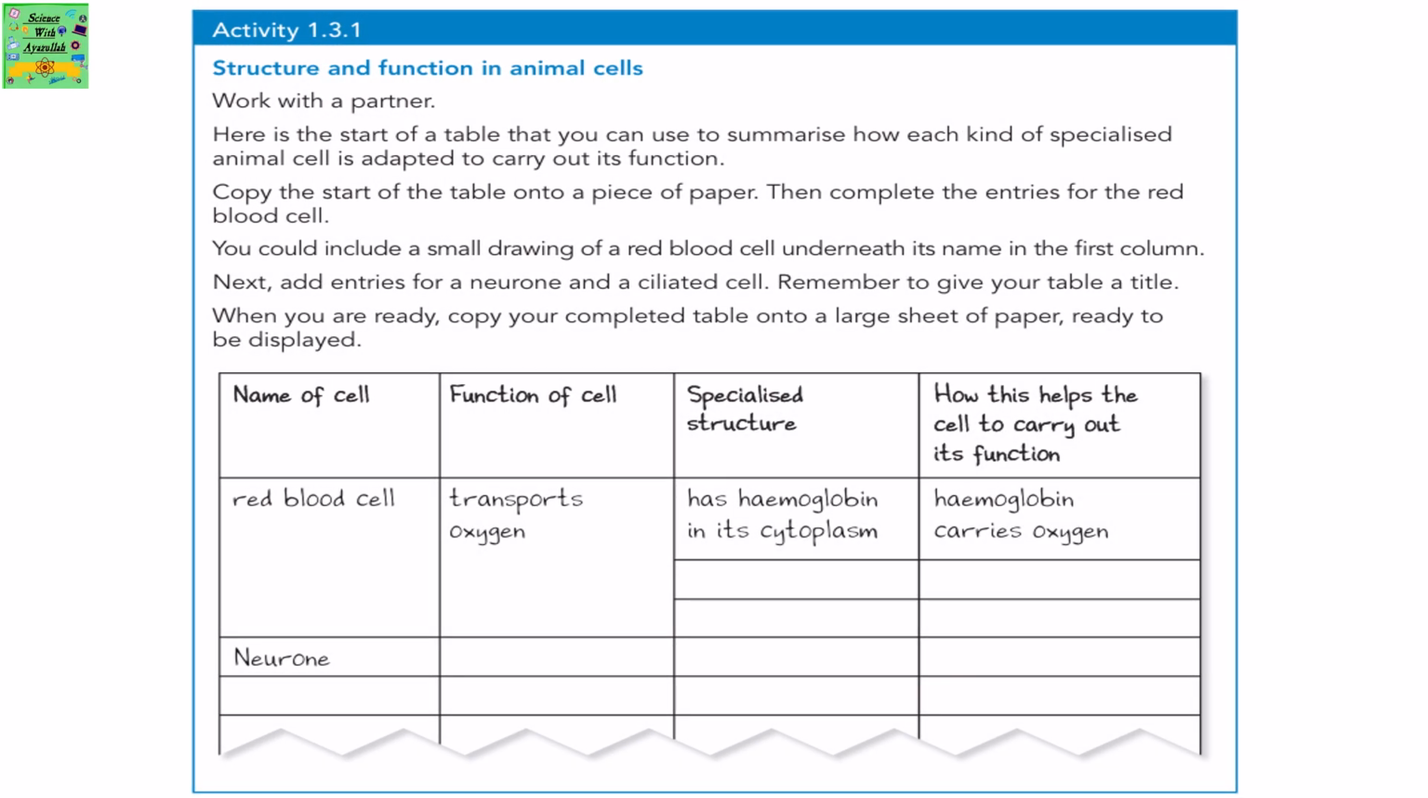Here we have activity 1.3.1, structure and function in animal cells, where you need to complete the entries for the red blood cell. You could include a small drawing of a red blood cell underneath its name in the first column. Next, add entries for a neuron and a ciliated cell. Remember to give your table a title. When you're ready, copy and complete the table onto a large sheet of paper, ready to be displayed on the wall of your classroom.